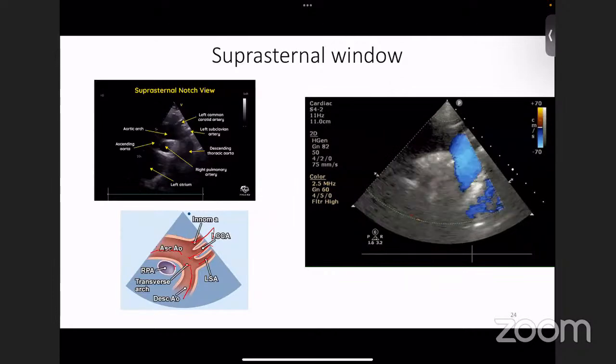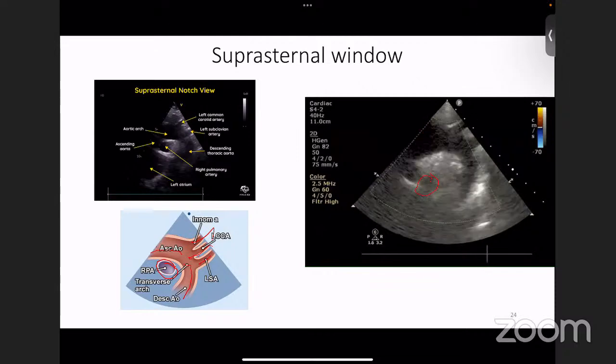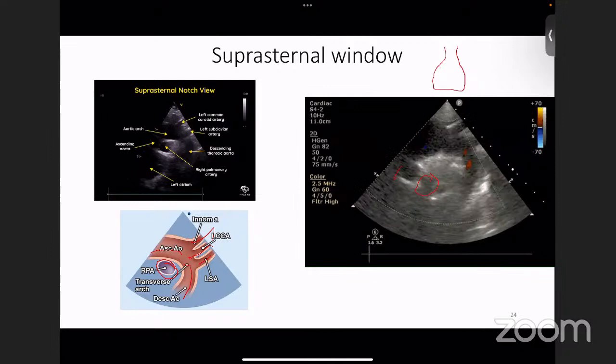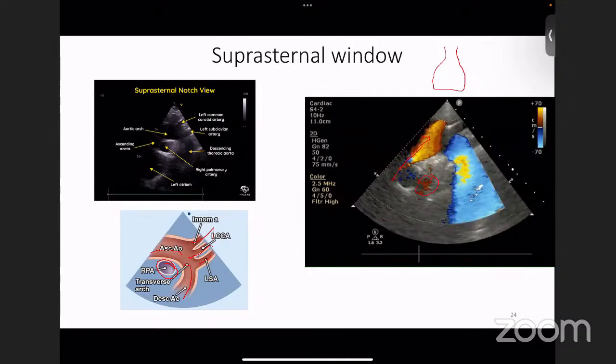So when you do the suprasternal window, it cuts the right pulmonary artery horizontally. So here you can see the right pulmonary artery. See, the probe position is here. Okay, so you are getting a red one when you put a color Doppler. That means the blood is moving towards the probe.